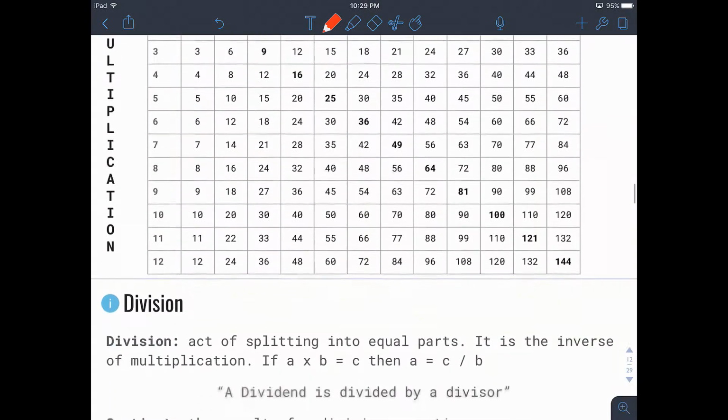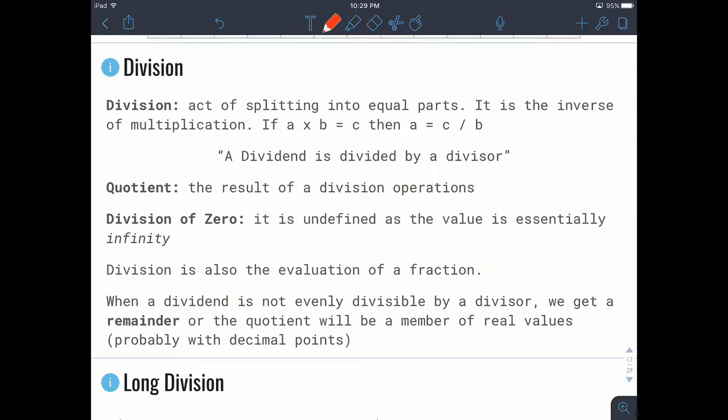Let's move on to division. Division is the act of splitting into equal parts. It is considered the inverse operation of a multiplication. So if A times B is equal to C, then A is equal to C divided by B. And a dividend is divided by a divisor.